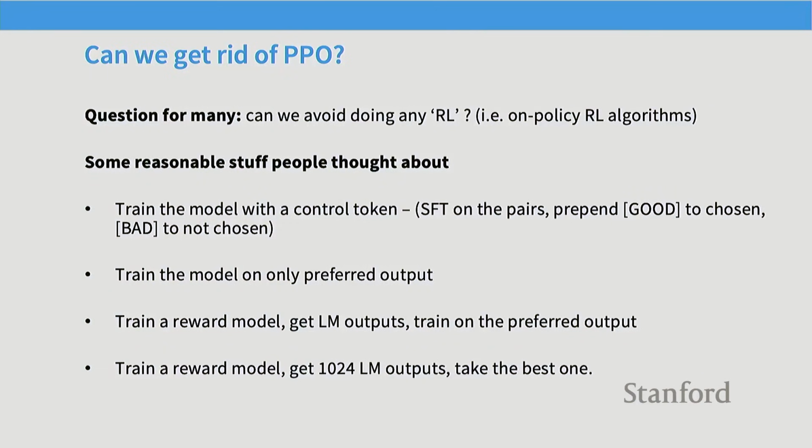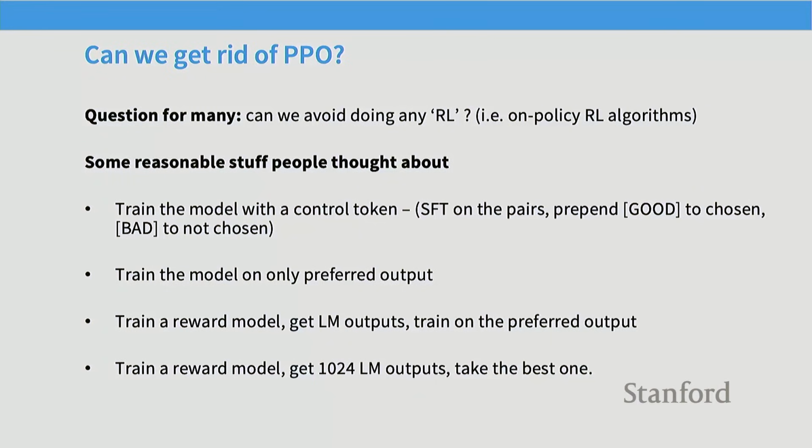PPO is very complicated, and we have debated but decided against having you implement PPO because it will be suffering. And so lots of people thought, can we get rid of PPO? And they tried other reasonable things. Maybe we can SFT on the pairs, but for each of the pairs, we can prepend a good token for the chosen good outputs and a bad token for the bad outputs. And then I can just condition on good when I generate.